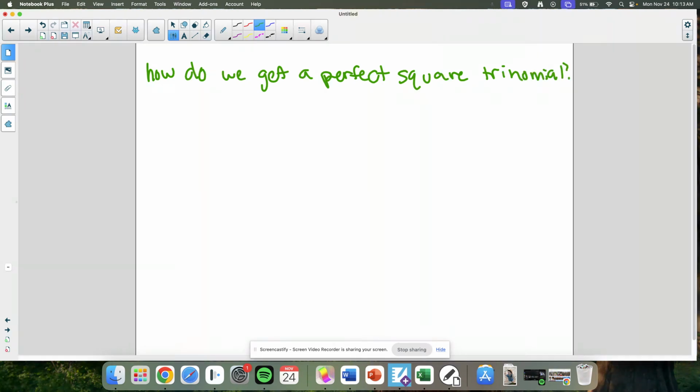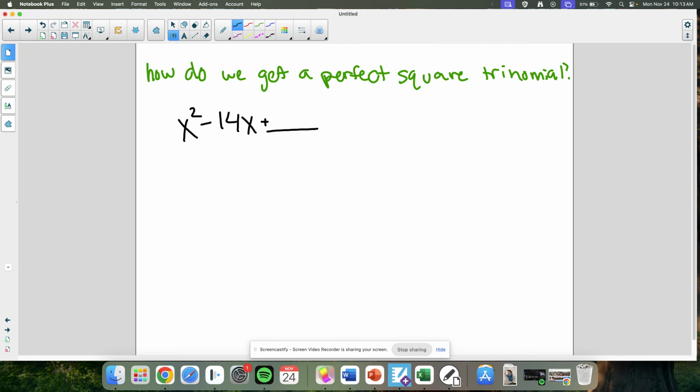And it's going to look kind of weird to begin with because we're not going to be given a full expression. Our goal is to figure out what number could I put there. So our goal is we want to figure out what number goes at the end so that we can factor this as a perfect square trinomial.